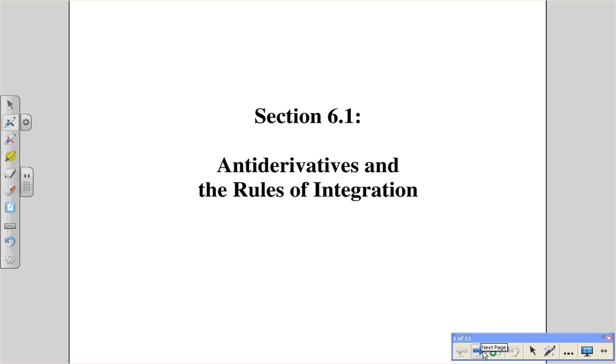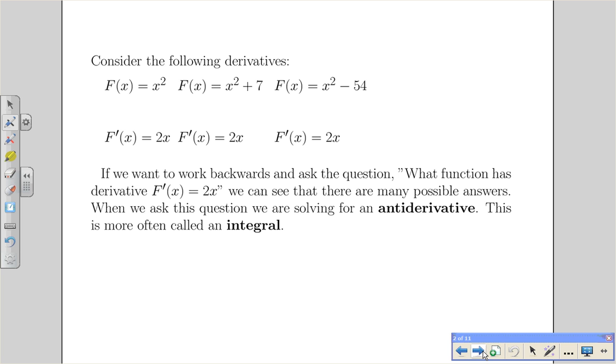And when we took some derivatives, we could see here it's three functions. We've got x squared, we have x squared plus 7, and we have x squared minus 54. Now, if you take the derivative of any of these functions, you're going to get the same answer because the derivative of a constant is 0. So the derivative of x squared is 2x. The derivative of x squared plus 7 is also 2x.